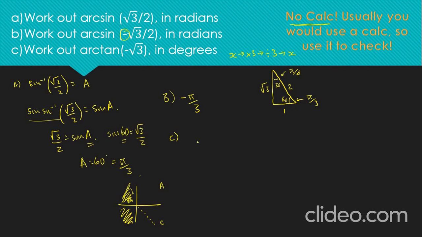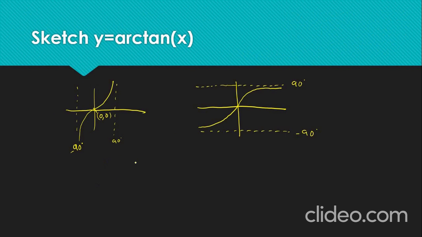Next, we've got arctan of negative root 3, in degrees. I'm going to do this on the tan page, why not? So we've got arctan of negative root 3 in degrees. And this is going to give you a bit of a clue about that thing I said that you could do with the graph, because I'll show you how to deal with the graphs with this stuff as well.